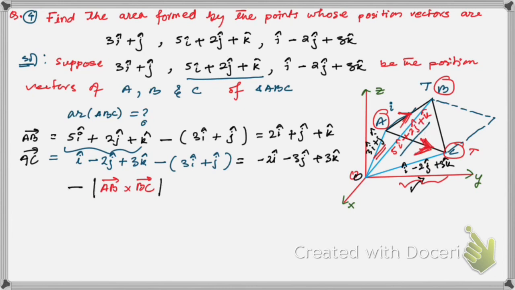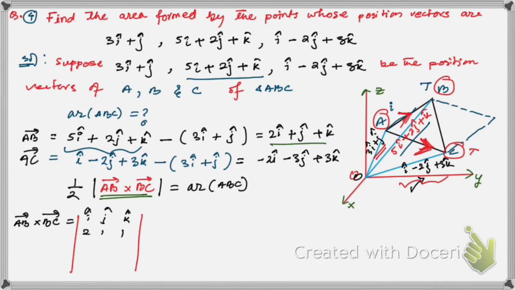So let us take the magnitude of this, and if you take half, then you get the area of triangle ABC. Hope you have understood why we are taking half here: the magnitude of the cross product of the two vectors gives the area of the whole parallelogram, and half of it gives the area of the triangle. That's the concept we are going to use here. So now let's find AB cross AC.